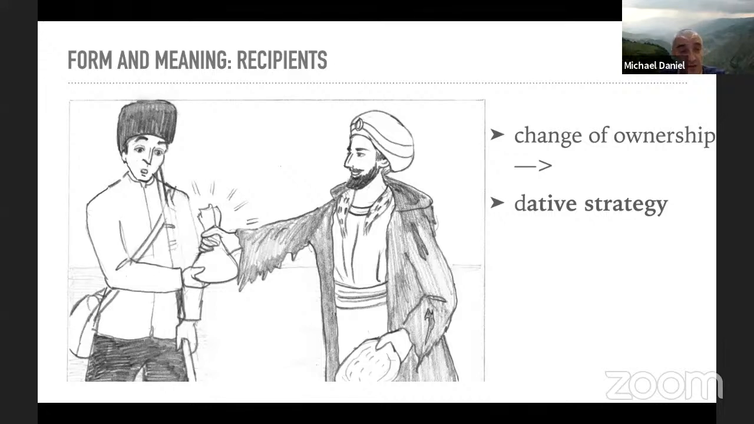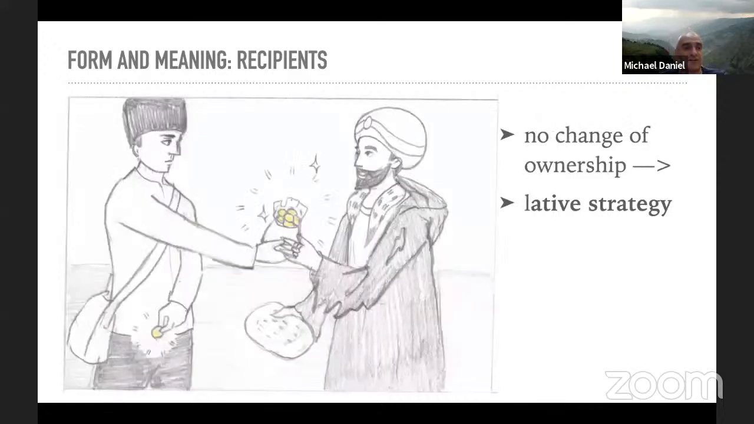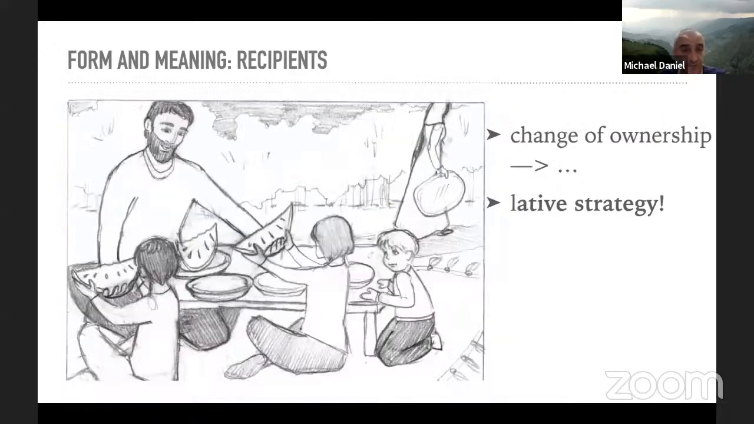But then it turns out that it's a very modest shepherd, and he says, my bread only costs 1 coin, and he gives the pouch back to the king. So actually, we now know that no change of ownership happened in the previous stage. So this pouch does not and never belonged to the shepherd. And again, the lative strategy is used.